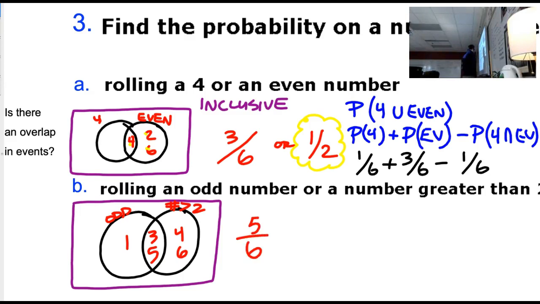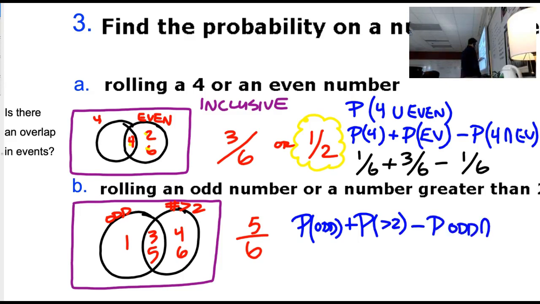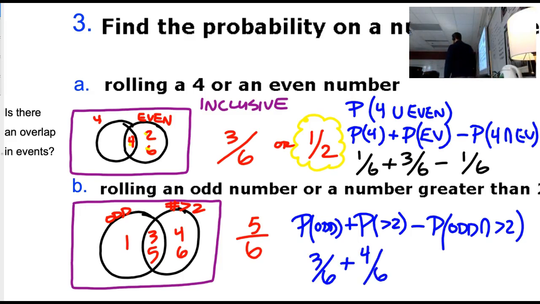So 5 out of 6, right? If you were to follow the rule, you'd say probability of odd plus probability of greater than 2 minus probability of both, odd and greater than 2. Right? So the probability of odd would be 3 out of 6. Probability of greater than 2 is 4 out of 6. Right now you already see 7 out of 6. I can't have a probability more than 1.